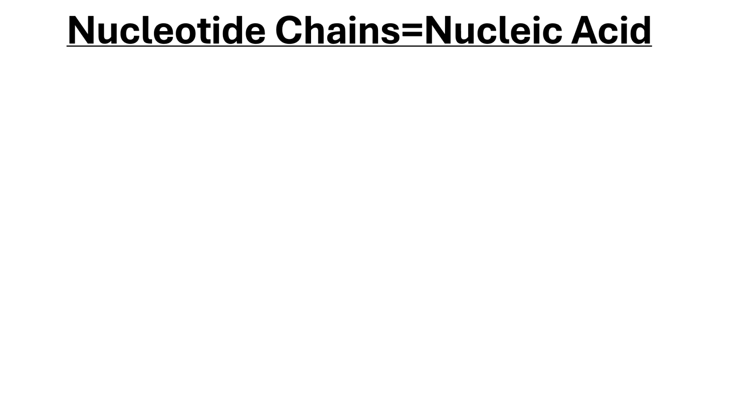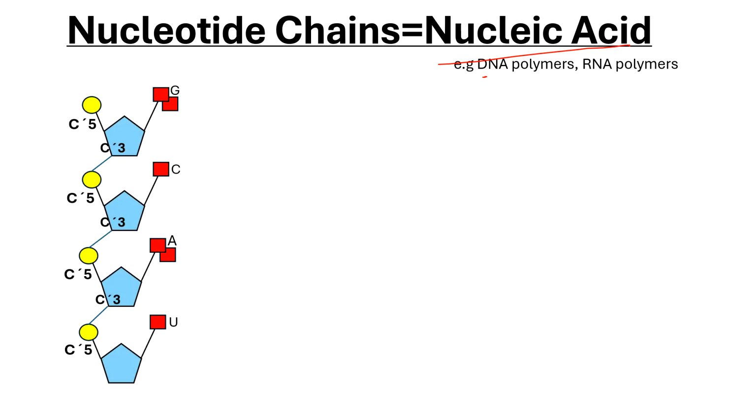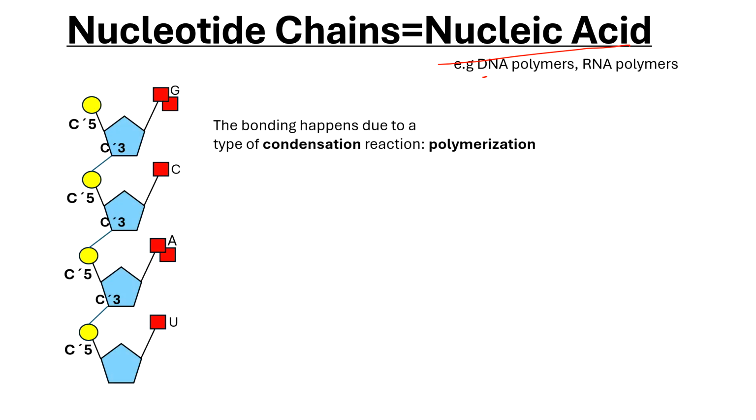We know that a nucleotide is a monomer, but a nucleotide chain hence makes up a polymer, and in this case it's going to be a nucleic acid. This can be both a DNA polymer or an RNA polymer. Looking at an example, we have that they are bonded by a polymerization, which is a type of condensation reaction, which is when you release one molecule of water and use energy in the form of ATP.